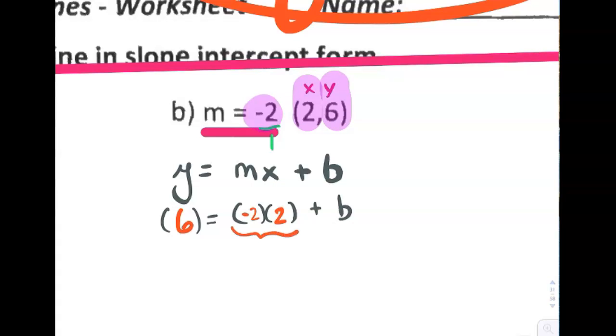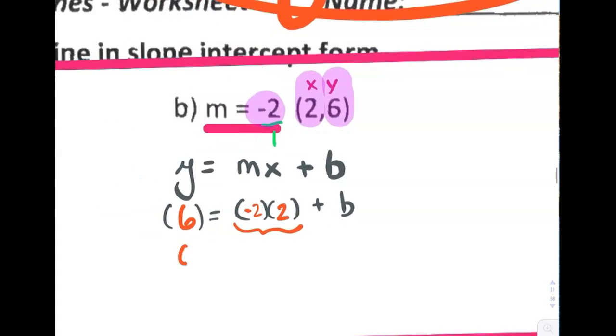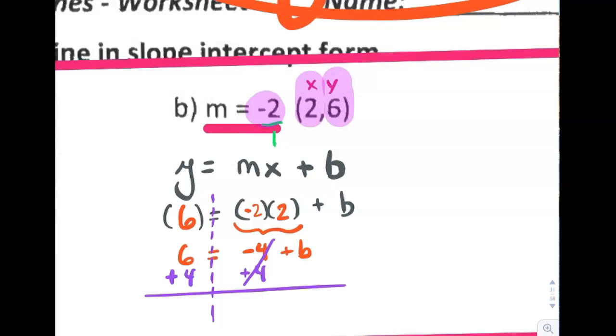And then I can multiply these together, and I end up with 6 equals, that would be -4, right, plus b. And to solve for b, I have to get b alone. So to undo this -4, I add it, because that will cancel it out. But whatever you do to one side, you have to do to the other. 6 plus 4 is 10, so b is 10. And that's a lot of work just to find b.